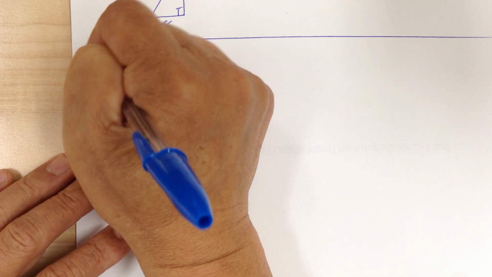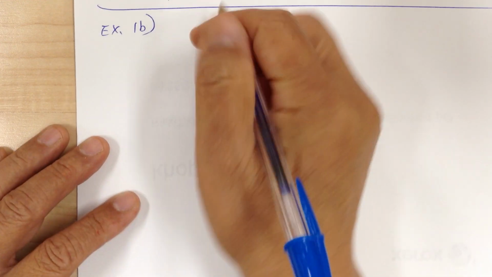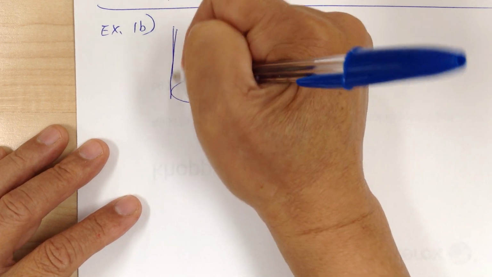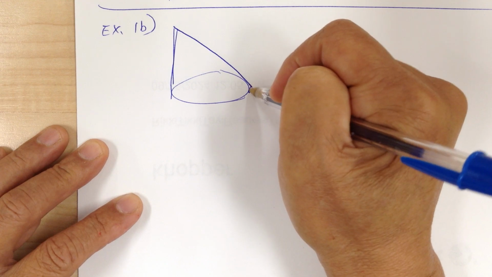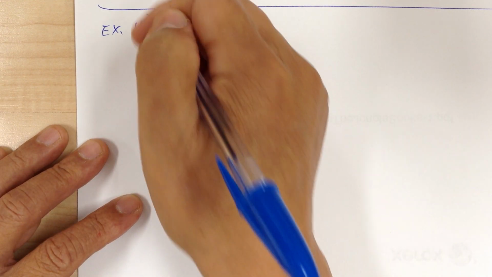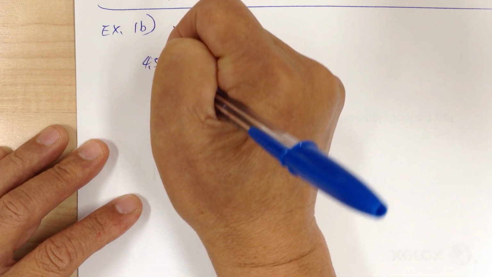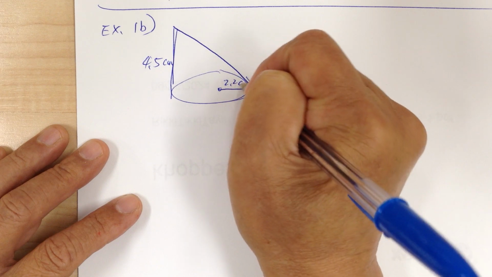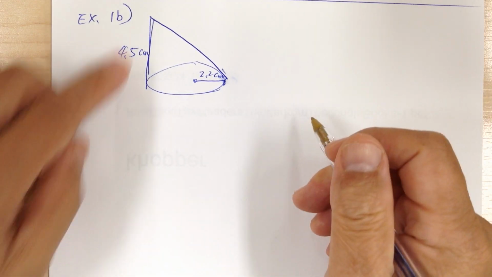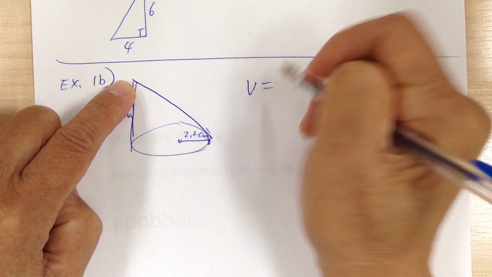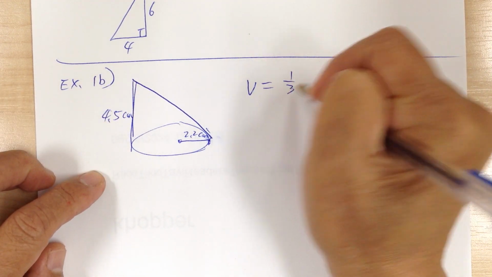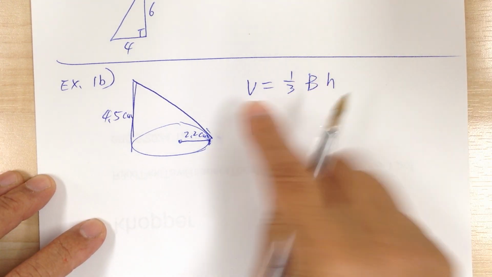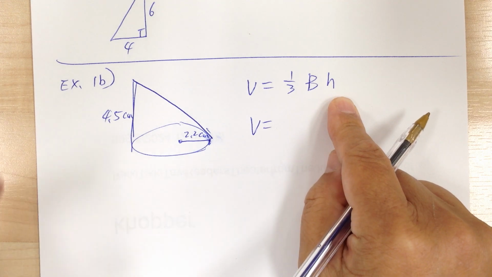Let's do example 1B. It's a cone. Now it doesn't matter if it's slanted or if it's right. Right cone or oblique cone, it doesn't matter. It will not affect the volume. So over here the height is 4.5 centimeters, and the radius is 2.2 centimeters. Again, it's a pointy top, so write down the formula. If it's pointy top, it's 1/3 base area times height. Always write down your formula, then substitute afterward.